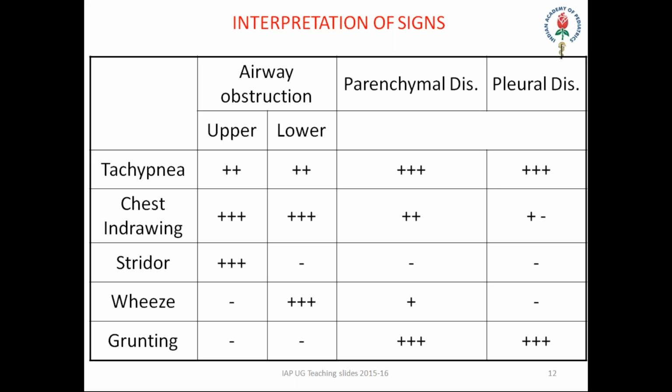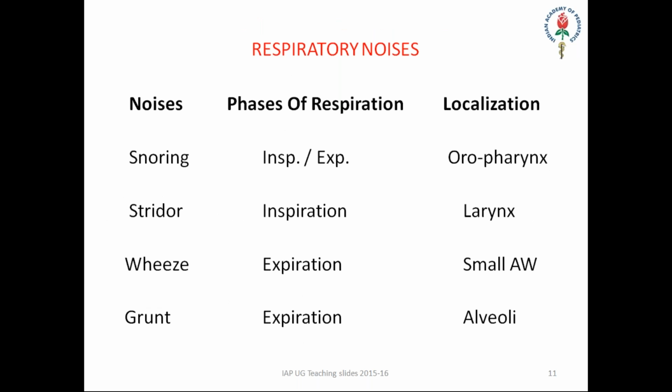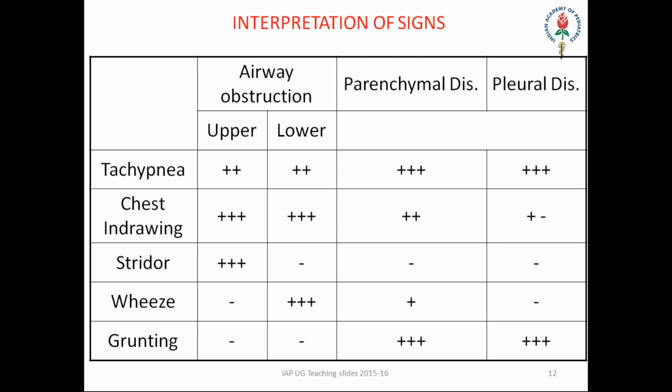So interpretation of signs: airway obstruction, parenchymal and pleural. Already we have discussed the causes in the previous slides. In airway obstruction, first I will tell about the upper and lower airway difference. Coming to the upper airway and lower airway, tachypnea is in both of them. Chest indrawing is also seen in both of the airway obstructions. But stridor is more common in upper airway because it is an inspiratory finding and the localization is at the level of the larynx, as we saw in the previous slide. So at the level of larynx, airway obstruction occurs and it is an inspiratory cause. Wheeze is at the smaller airways, so it is usually lower. Grunting is absent in airway obstruction.